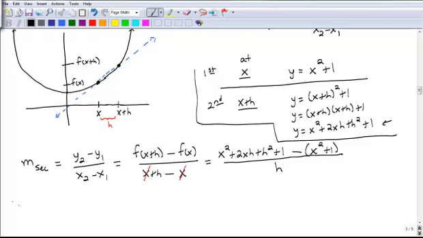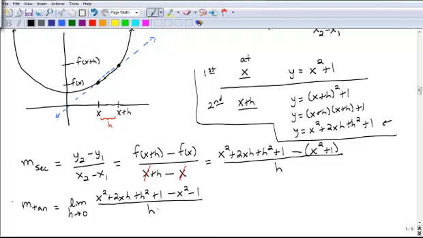So if I want to find the slope of the tangent line, I want to take the limit of this as h goes to 0. Now I have x squared plus 2xh plus h squared plus 1. I'm going to distribute that negative sign and get negative x squared minus 1. And there's an h on the bottom. Notice I can't plug in 0 for h because h is on the bottom. But I should be able to simplify to cancel that h on the bottom.